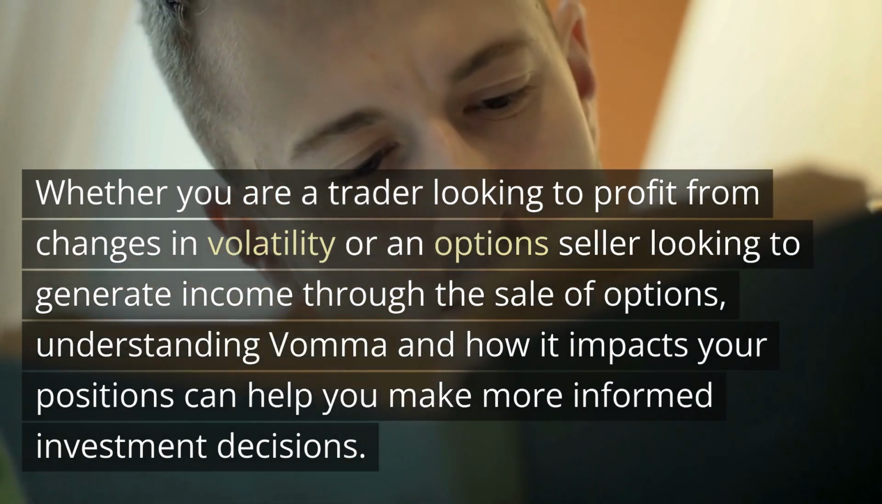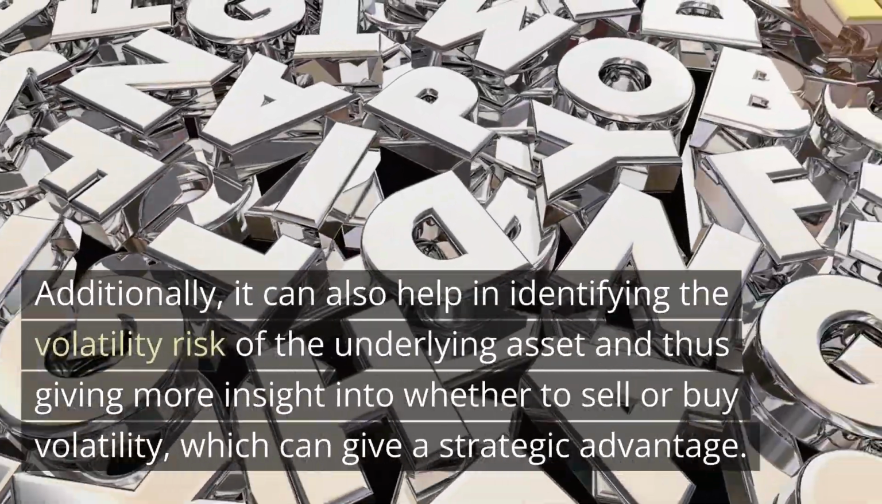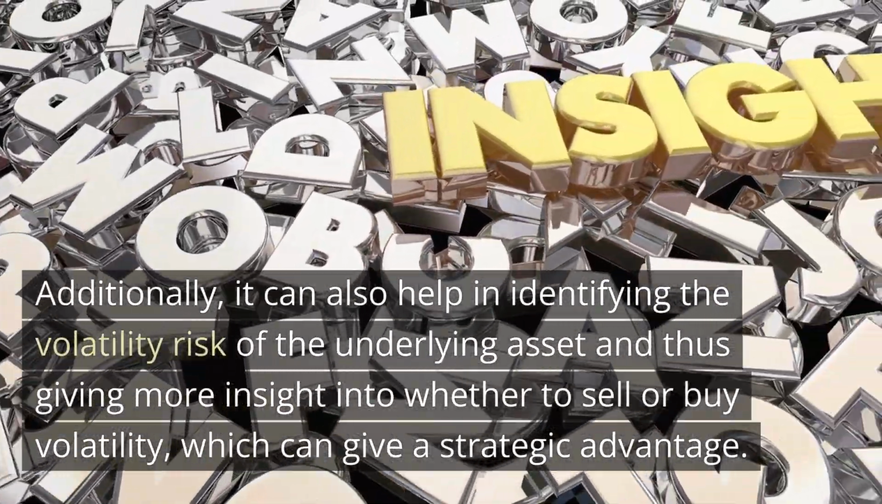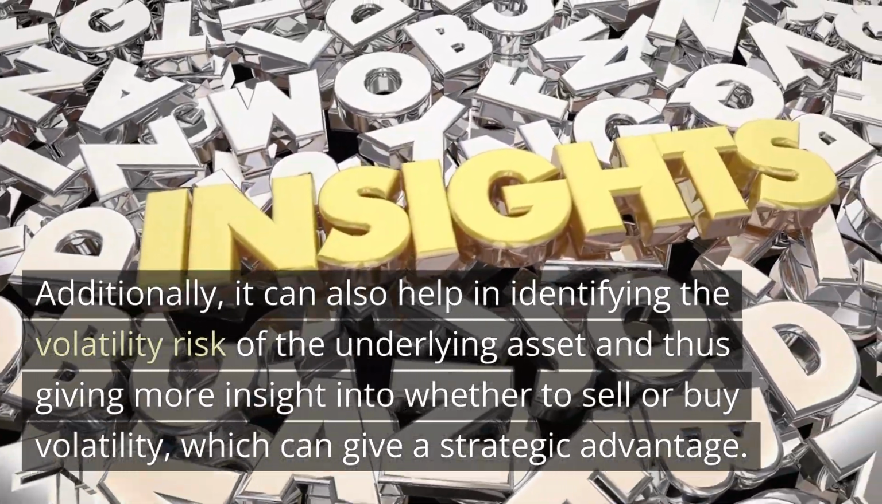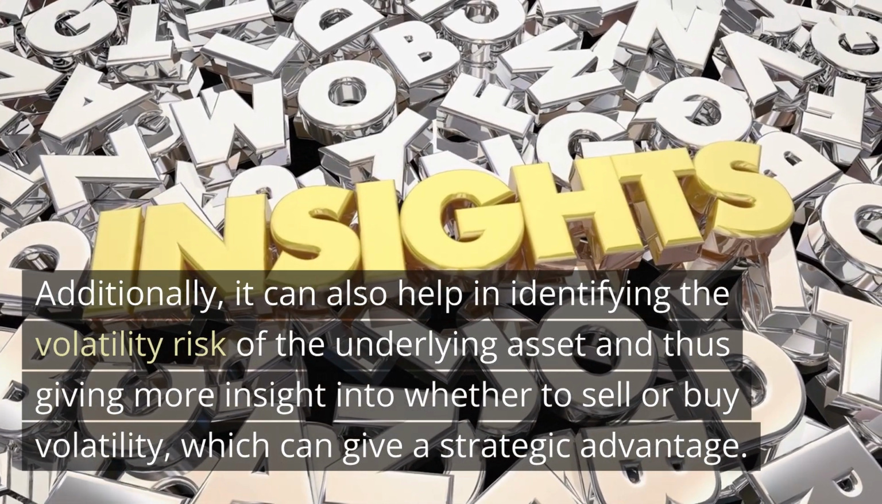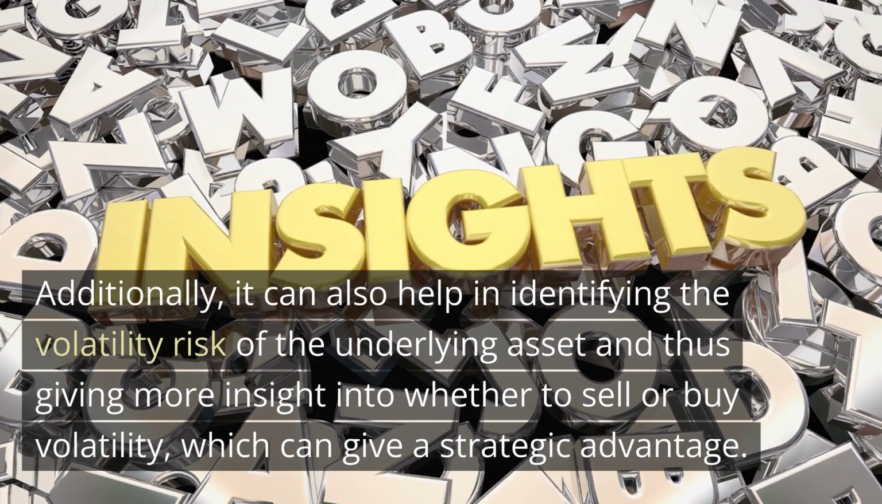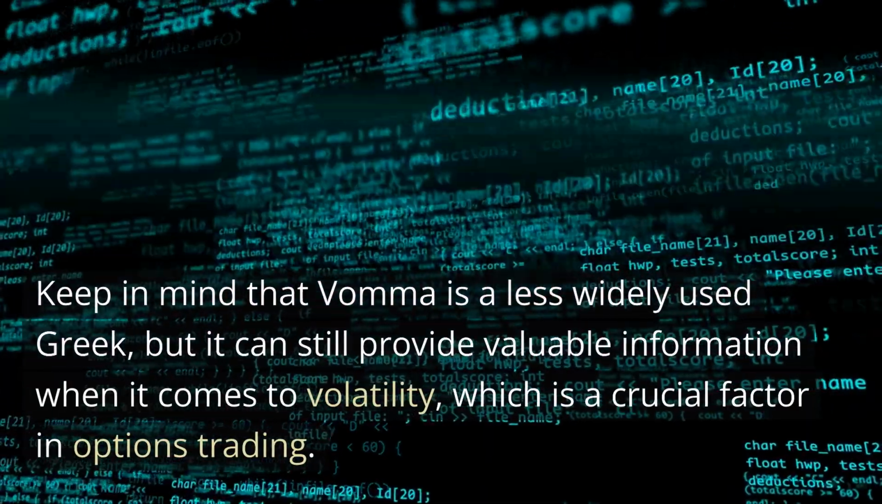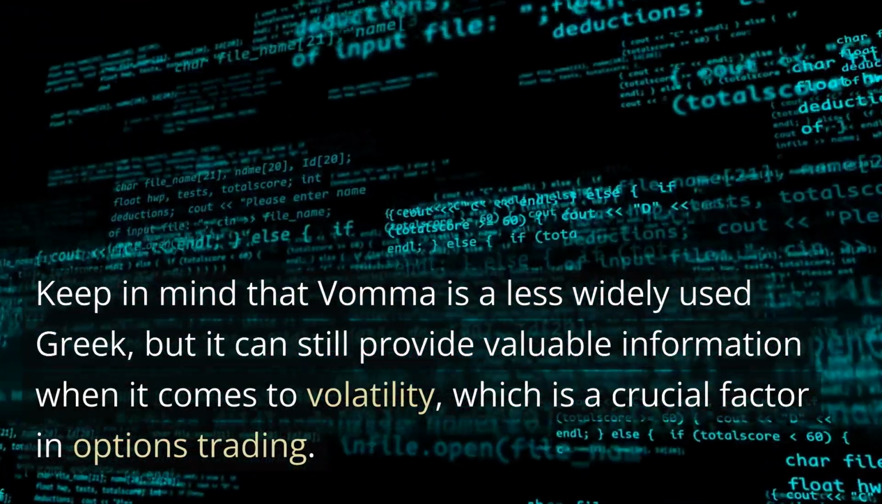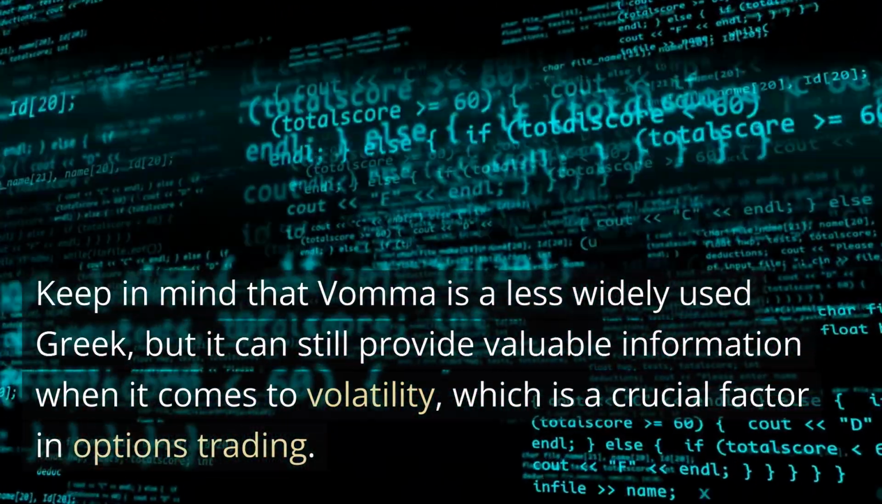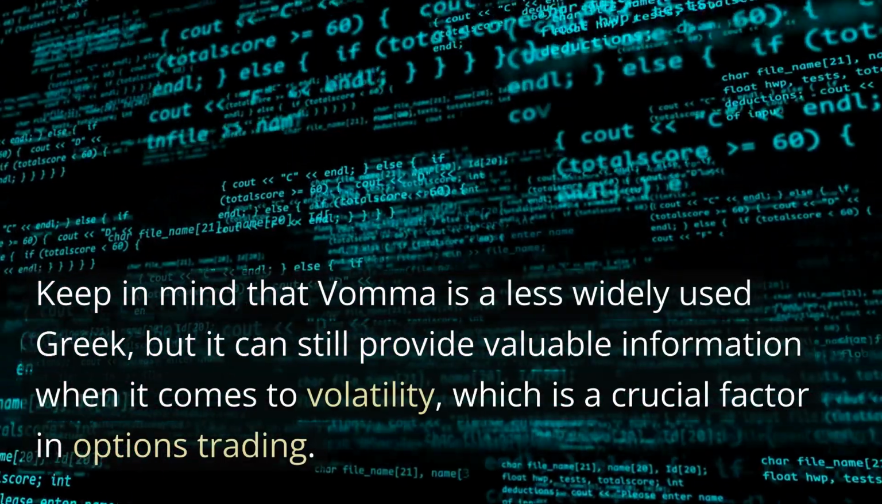Additionally, it can also help in identifying the volatility risk of the underlying asset, and thus giving more insight into whether to sell or buy volatility, which can give a strategic advantage. Keep in mind that Vomma is a less widely used Greek, but it can still provide valuable information when it comes to volatility, which is a crucial factor in options trading.